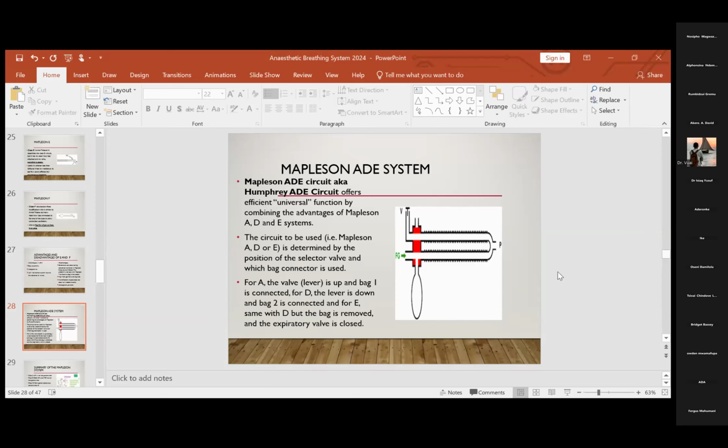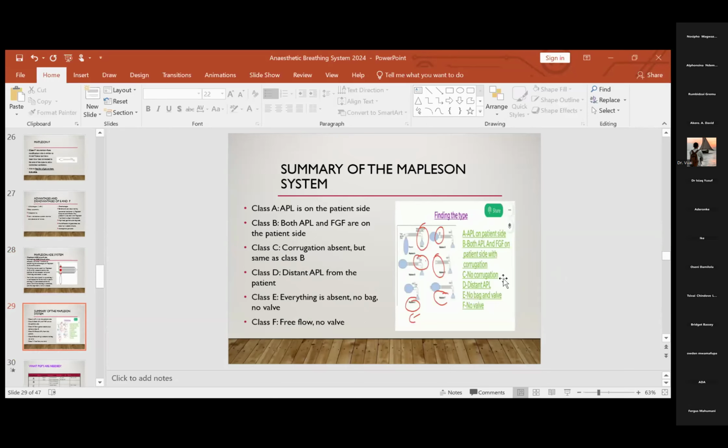So this is the summary of the Mapleson systems. Can we go over them again? Class A, where is the APL valve? It is on the patient side. Class B, the APL and fresh gas flow inlet are both on the patient side. Class C, corrugation is absent. Class D, the APL is distant from the patient. Class E, everything is absent, that is no reservoir bag and no APL valve. And class F is like class E, but it has a reservoir bag and no valve, so it allows for free flow of gases.